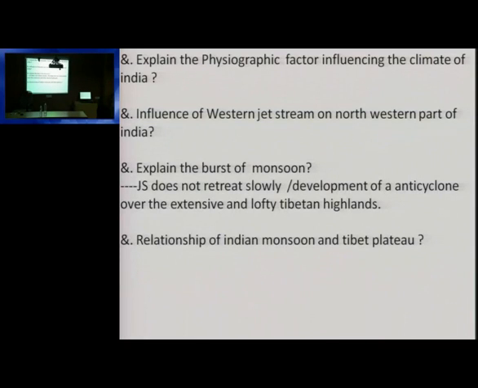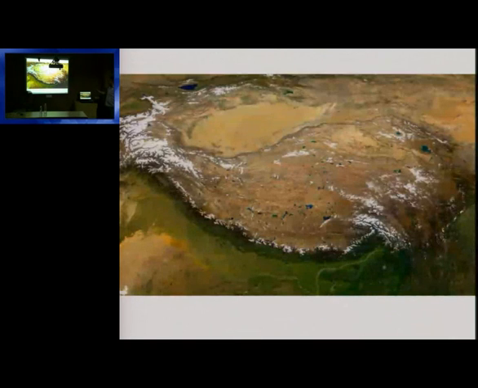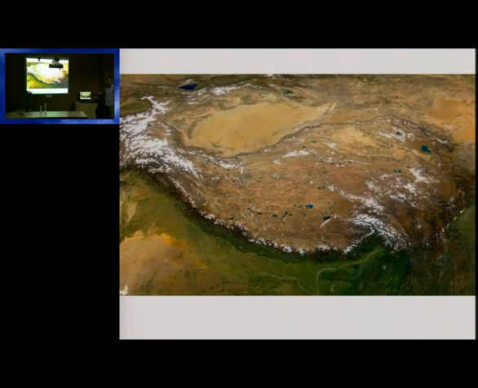Okay. Now, one of the most important points is the importance of the Tibetan Plateau on the Indian monsoon. Look, this is the Tibetan Plateau. Its height and its size allow it to act as a heat engine. Because of its size, that is, its nearness to the sun, and no obstruction, nothing, it acts as a heat engine.